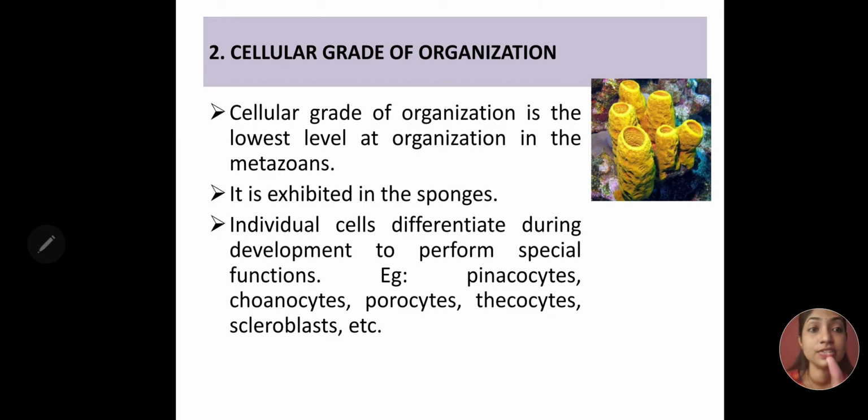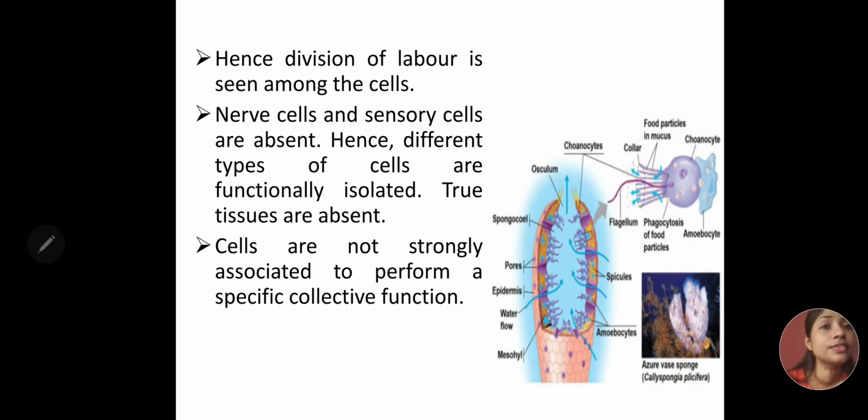It is the single cell which is getting differentiated into specialized cells, or the cells which are meant to perform special functions. So therefore, it is an example for cellular grade of organization. Here also division of labor can be seen, and nerve cells and sensory cells are absent. So different types of cells are functionally isolated and true tissues are totally lacking. These cells are not strongly associated to perform any specific collective function.